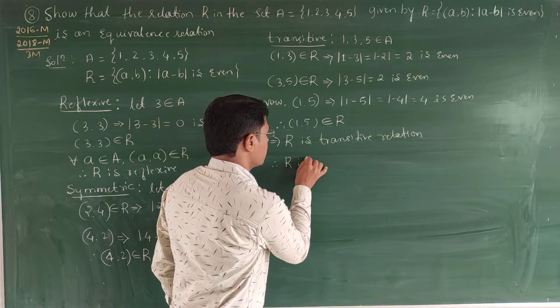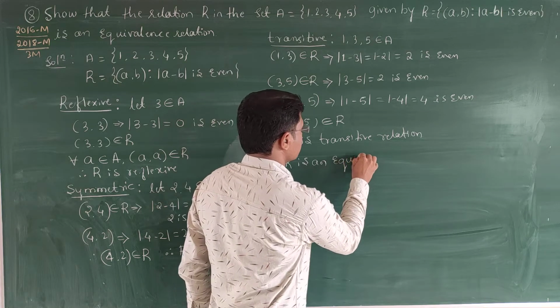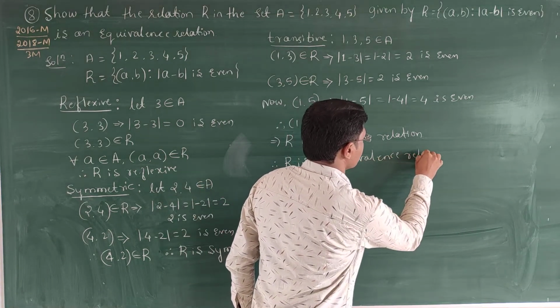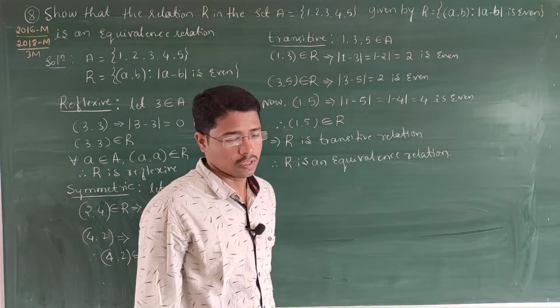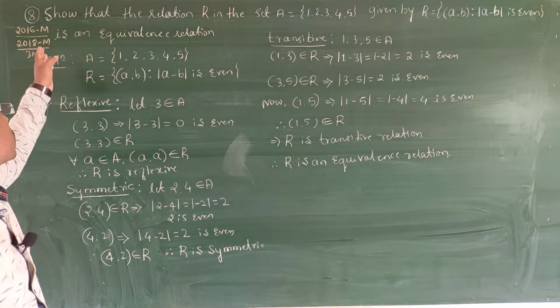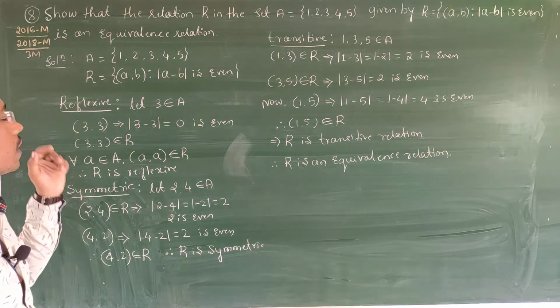Therefore R is an equivalence relation. So this is an important question already asked in the 2016 and 2018 March annual examination for 3 marks.